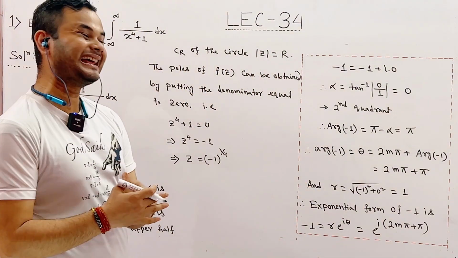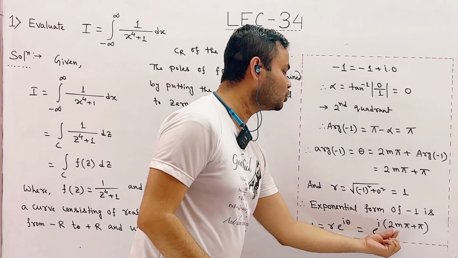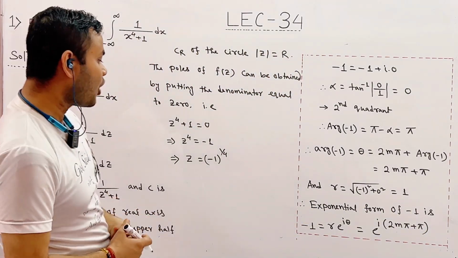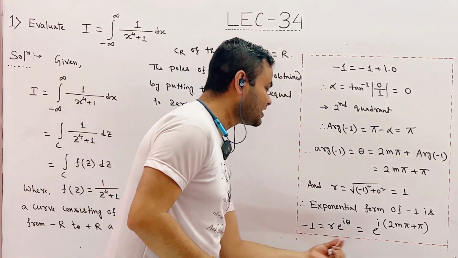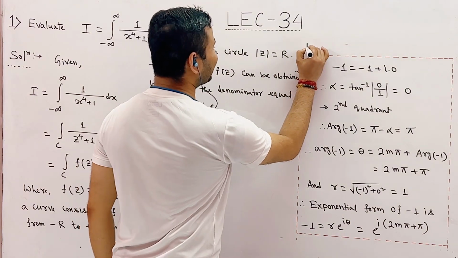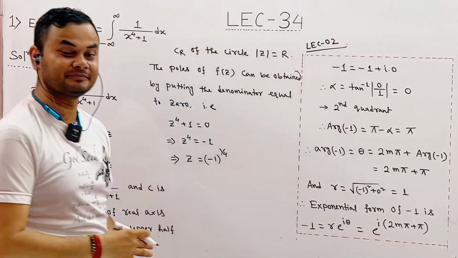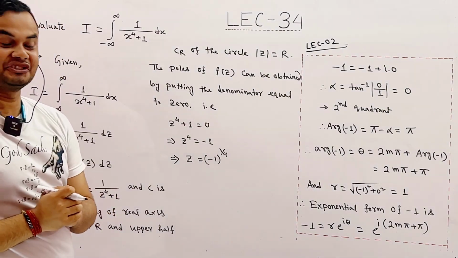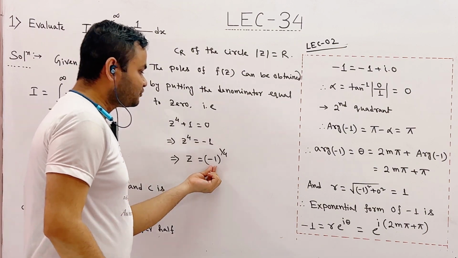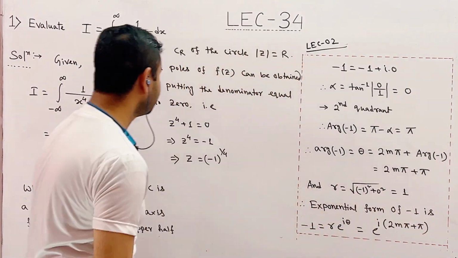So therefore, in exponential form, minus 1 is given by e to the power iota into (twice m pi plus pi). Students, if you do not understand how I am getting minus 1 as e to the power iota into (twice m pi plus pi), please watch my lecture number 2. In that lecture, I had given detailed explanation on various representations of complex numbers. Now, let us substitute minus 1 as e to the power iota into (twice m pi plus pi).